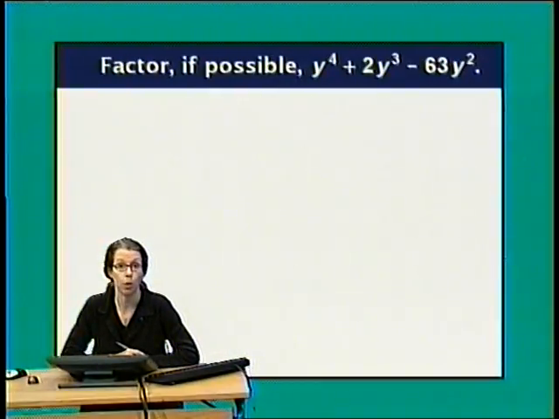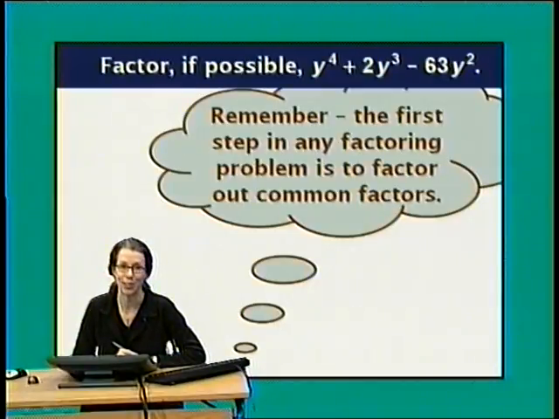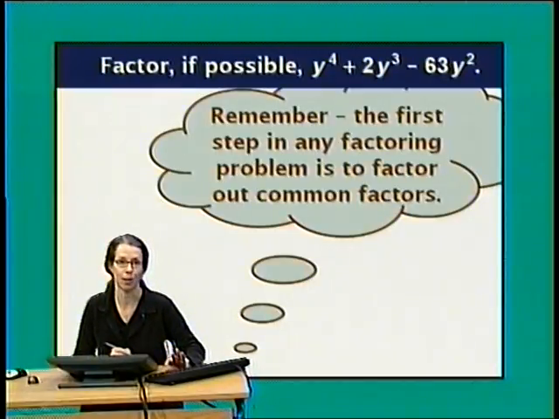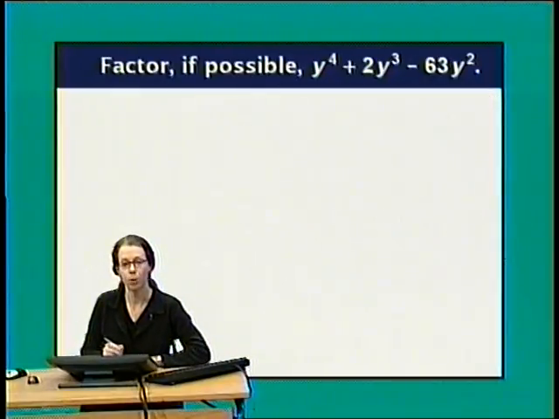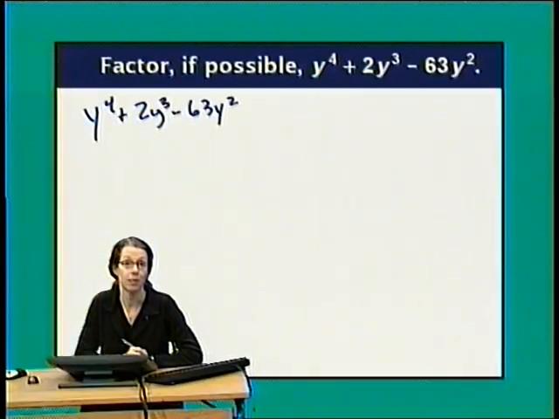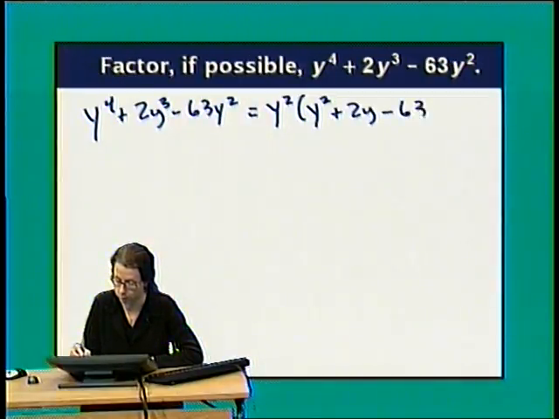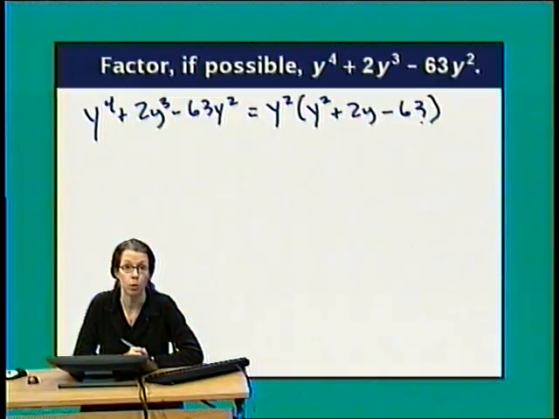Now let's try factoring y to the fourth plus 2y cubed minus 63y squared. It's a good thing that we have a common factor here to factor out first, because this doesn't look anything like the problems we were just doing. So I'm going to start by factoring out the greatest common factor of the three terms. And what I notice is that each term has a factor of y squared. So I'm going to factor that out, and I'll leave behind a second degree trinomial. So now I need to factor y squared plus 2y minus 63.